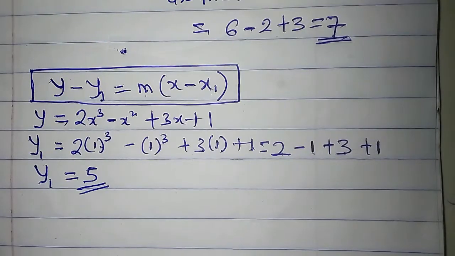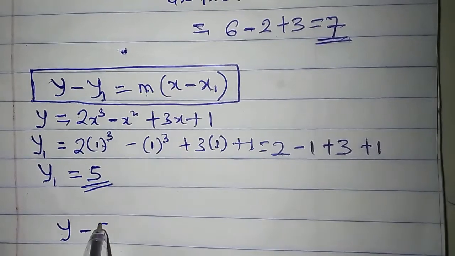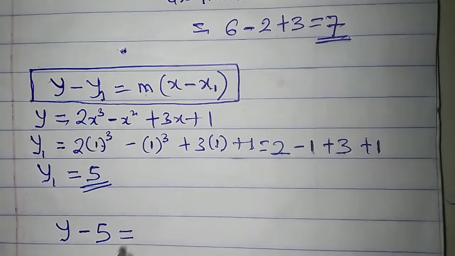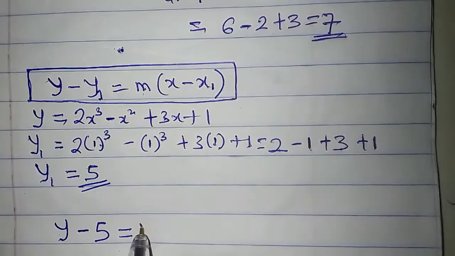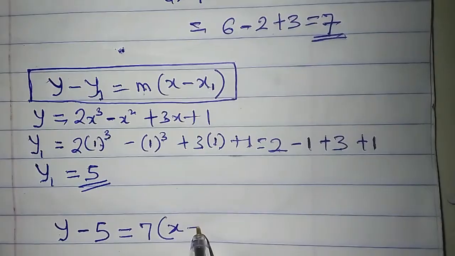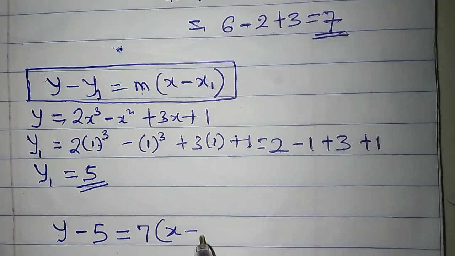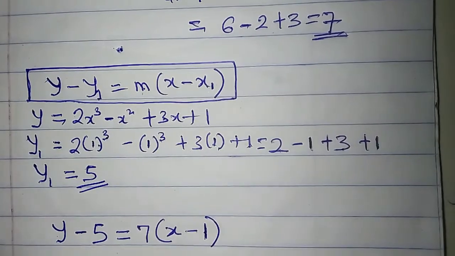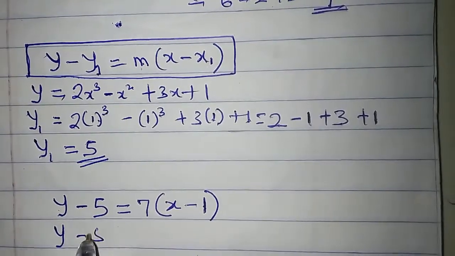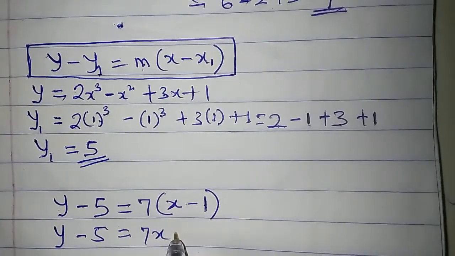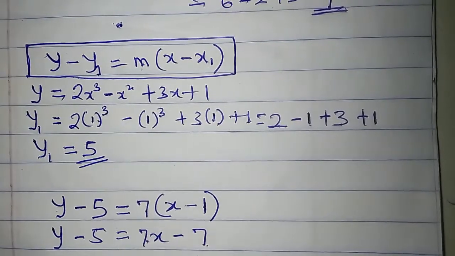So this is the equation of the tangent. y minus y1, which is 5, is equal to m. m is the gradient, and the gradient is what? 7. 7 bracket x minus x1. x1 is 1. Remember that point, x equal to 1. Okay, so we can just simplify. We have y minus 5 is equal to 7x minus 7. 7 times x, 7x. 7 times minus 1, minus 7.